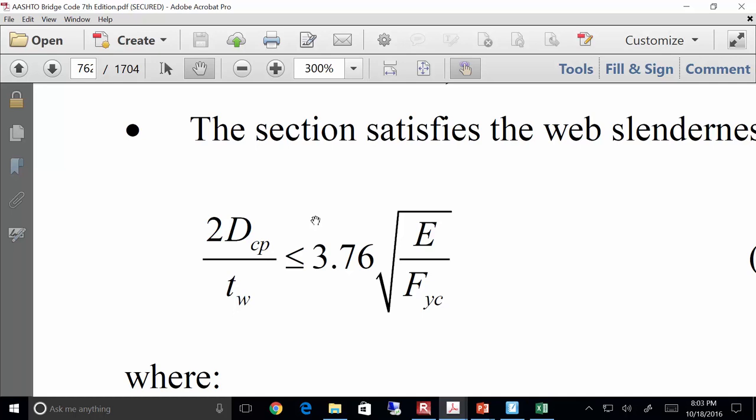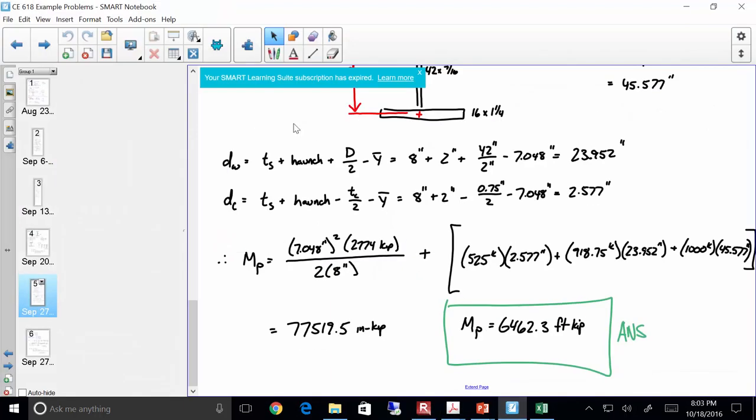Okay? Now, if you recall from what we talked about a while back, Dc stands for the depth of the web in compression. Okay? And Dcp is the depth of web in compression at the plastic moment, okay? At the plastic moment. So what I want to do is I want to go back to this. All right? Let me scoop this over a little bit.